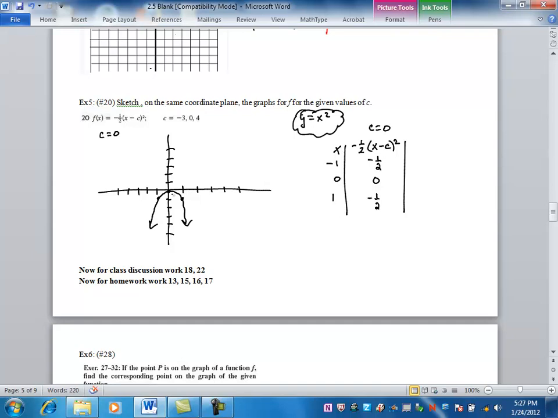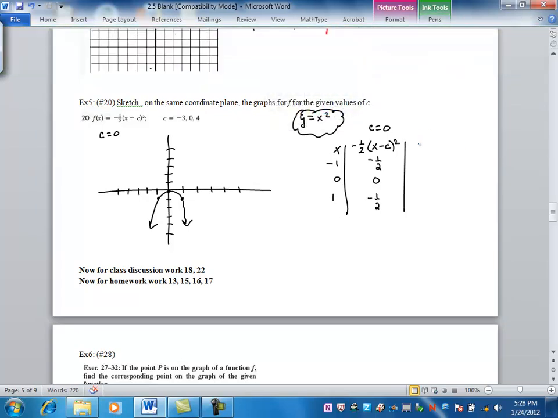And so you notice here our vertex is at the origin. We don't move to the right or to the left. You'll notice that the graph has been reflected over the x-axis, and you'll notice that we have a vertical compression there.